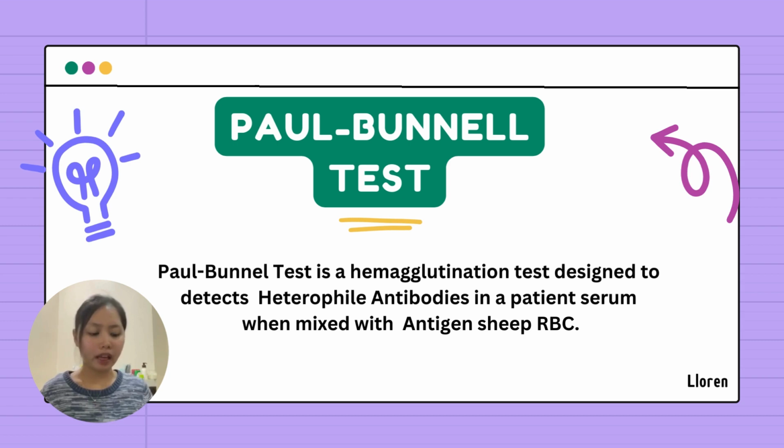The Paul and Bunnell test is a hemagglutination test designed to detect the heterophile antibodies in a patient's serum when mixed with antigen-bearing sheep RBC. This means that the dilution of inactivated patient serum is mixed with sheep RBC, centrifuged, and macroscopically examined for agglutination. Again, the test is done with inactivated serum heated at 56 degrees Celsius.